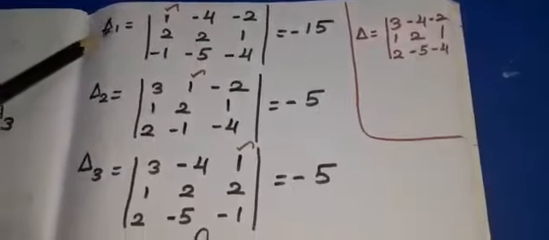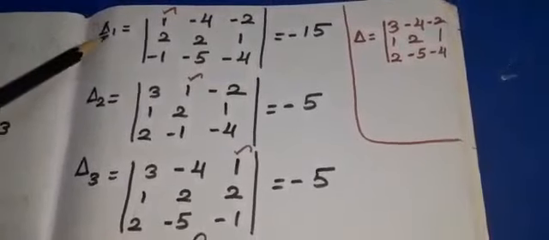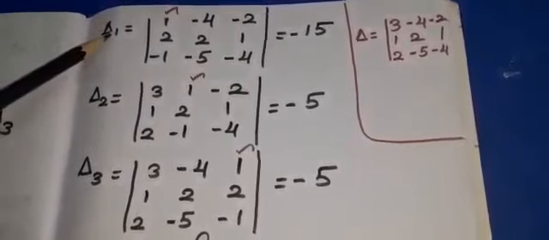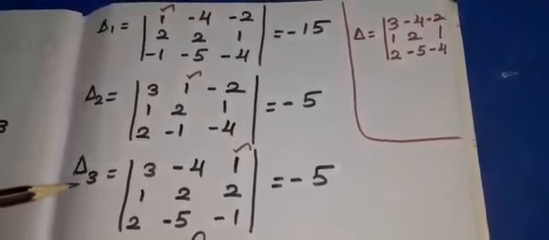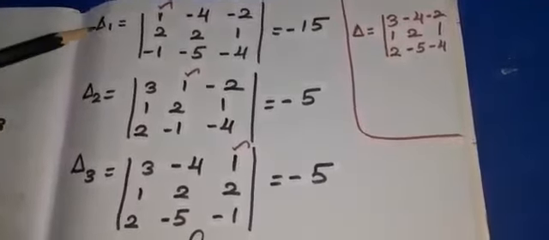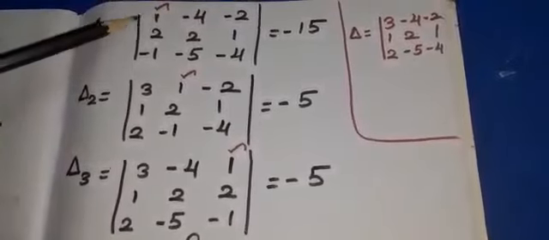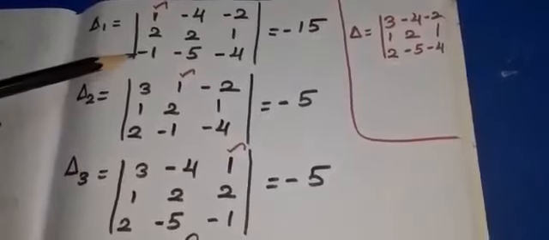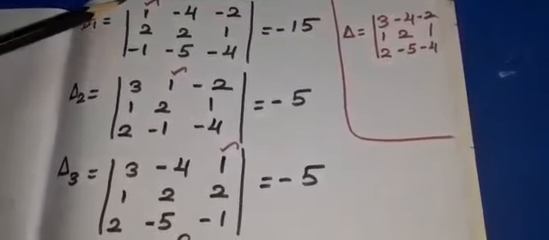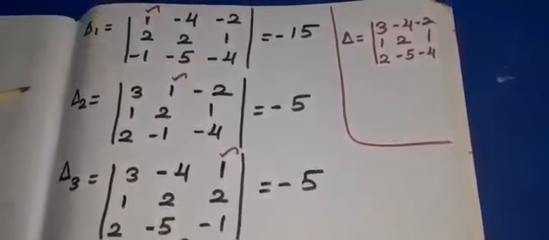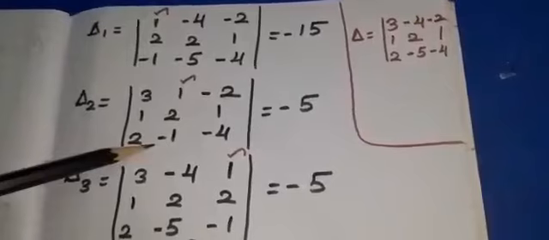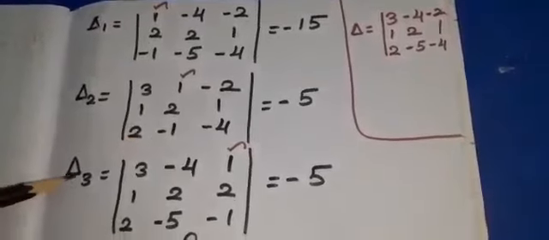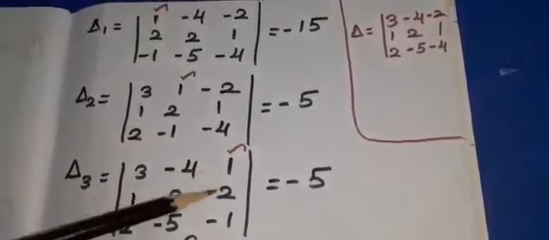Delta 1 means, if 1, just keep this in your mind. 1 means you are going to change the first column. 2 means second column. 3, third column. What I am going to change here? First column I am going to replace by the constant which is given in the equation. 1, 2, minus 1. Similarly, if you come to delta 2, 1, 2, minus 1, I am writing in the second column. Delta 3, third column, I am writing it as 1, 2, minus 1.